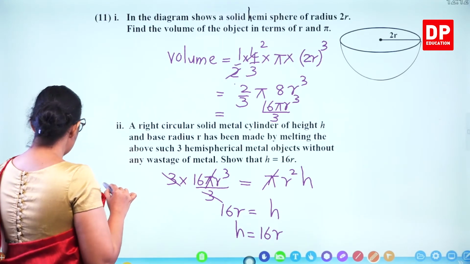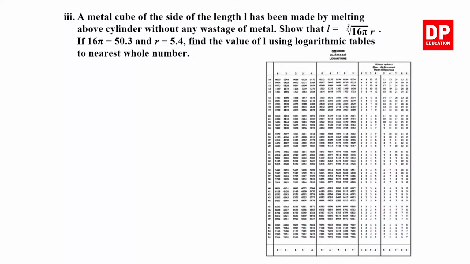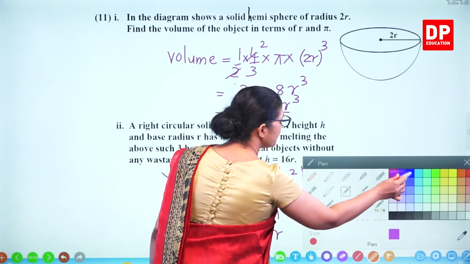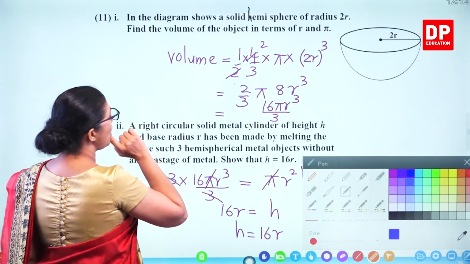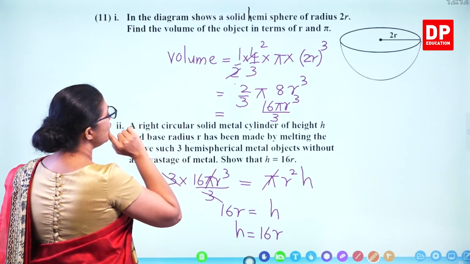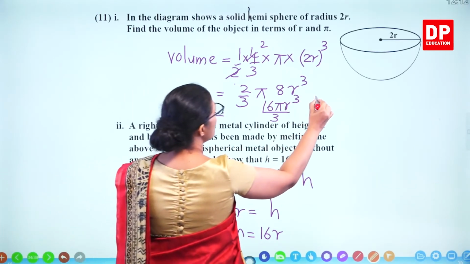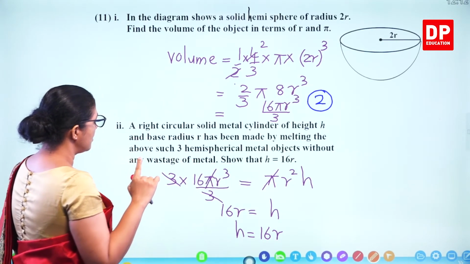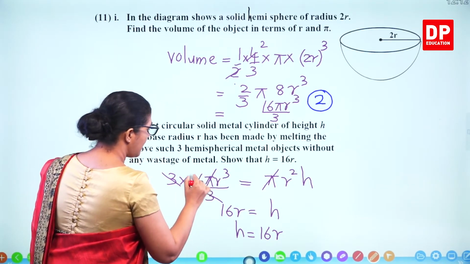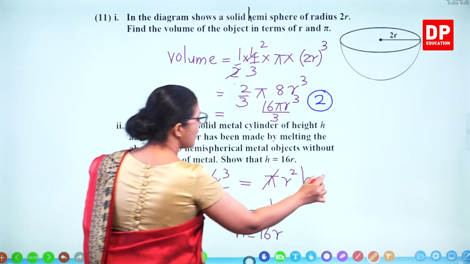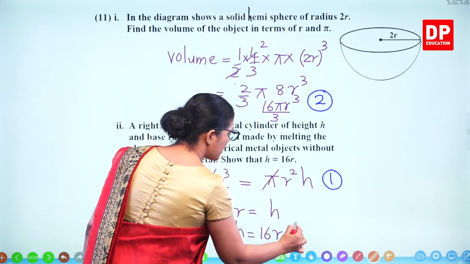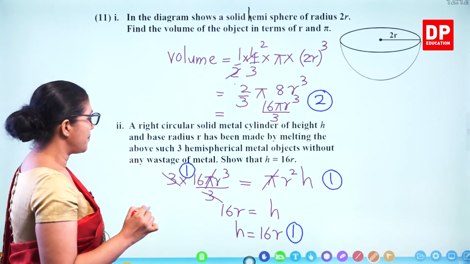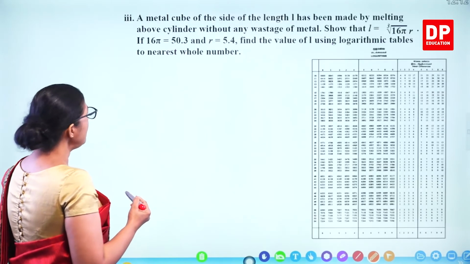So how many parts are there? 3 parts. So we'll give marks for the first 2. This one, writing the volume, 2 marks. And this one, 1 mark here, 3 times, and equate to this one and showing this, 3 marks. So 5 marks for this part. And we'll take the next one.